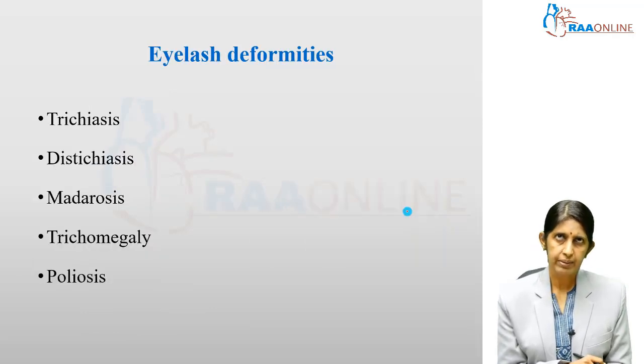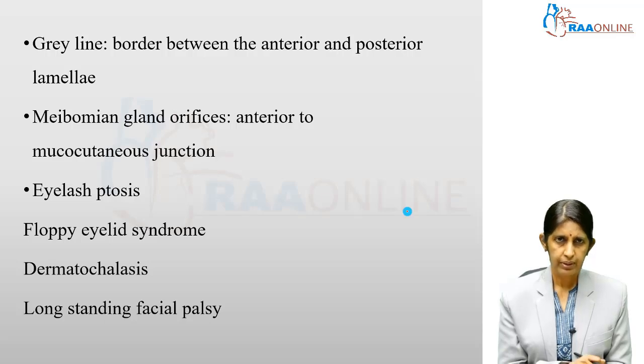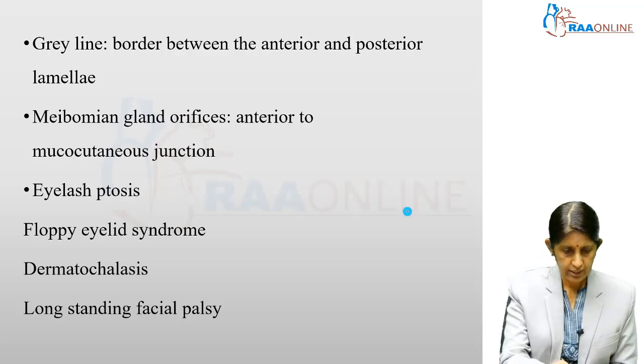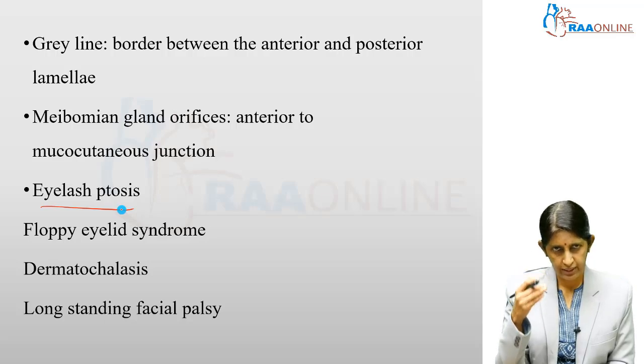Eyelash deformities can be trichiasis, distichiasis, madarosis, trichomegaly, or poliosis. The grey line, just to redefine, is the border between the anterior and posterior lamellae. Meibomian gland orifices are anterior to the mucocutaneous junction, but just posterior to the grey line. Ptosis basically means drooping of the eyelid. Eyelash ptosis is drooping of the lashes.